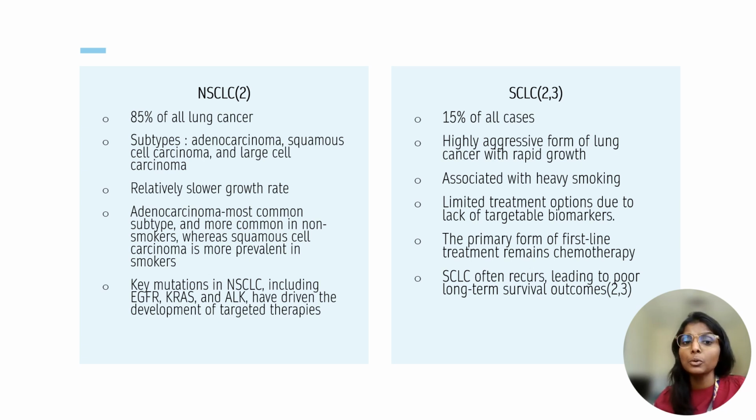On the other hand, small cell lung cancer is a highly aggressive form of lung cancer, making up 15% of all cases, and is associated with heavy smoking and rapid growth. Despite initially responding to chemo and radiation, patients with small cell lung cancer often have recurrent disease, leading to poor long-term survival outcomes.